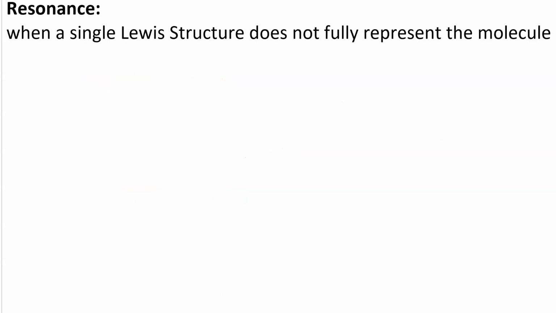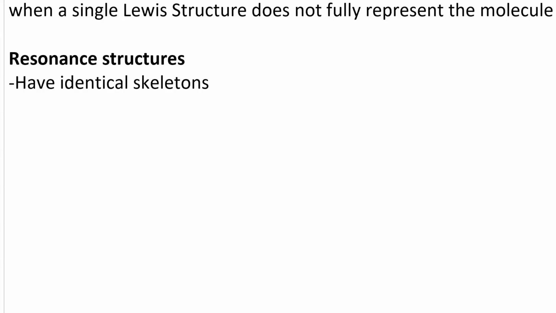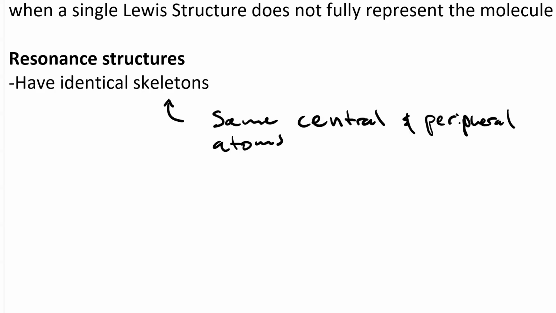First, resonance structures, when a single Lewis structure does not fully represent the molecule. Resonance structures have identical skeletons. That means they have the same central and peripheral atoms, bonded to each other in the same order. A quick word about bonds.